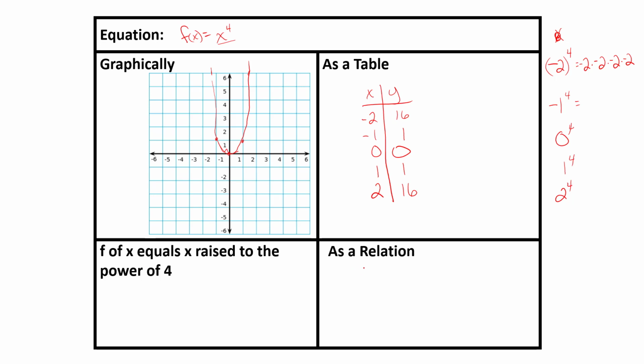All right. As a relation, we got negative 2, 16. We got negative 1, 1. We have 0, 0. We have 1, 1. And we have 2, 16.